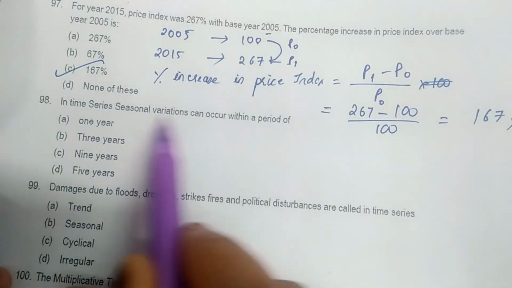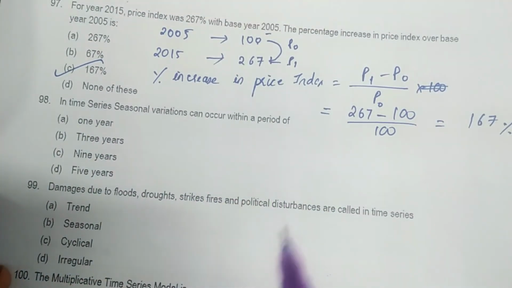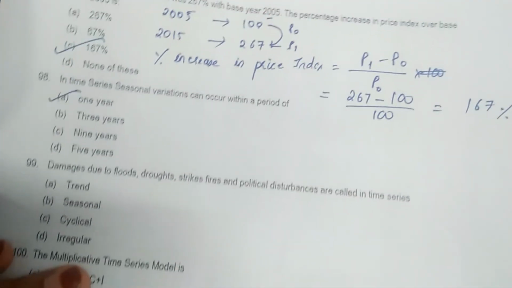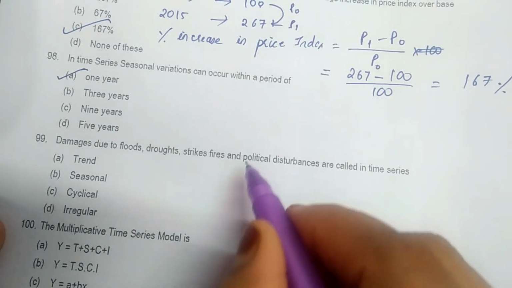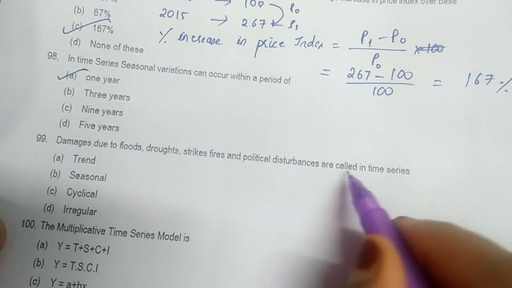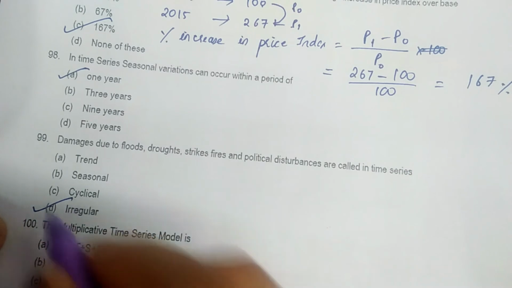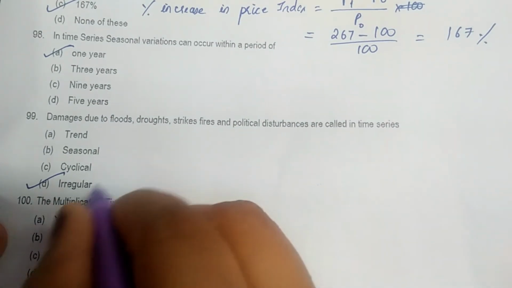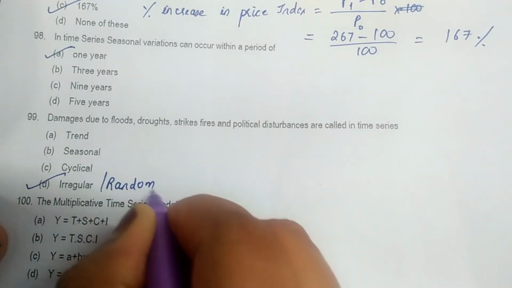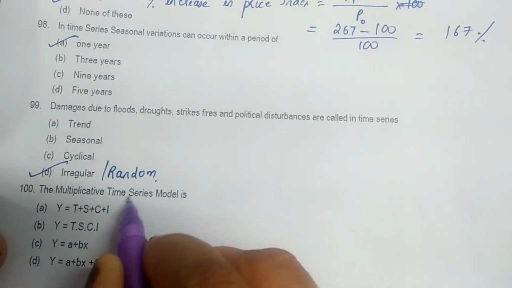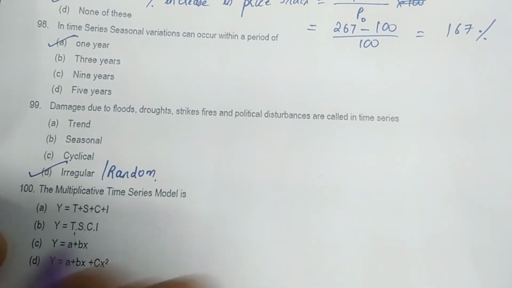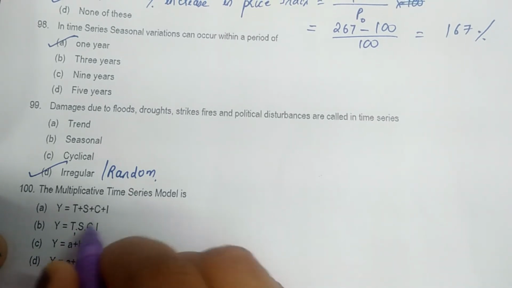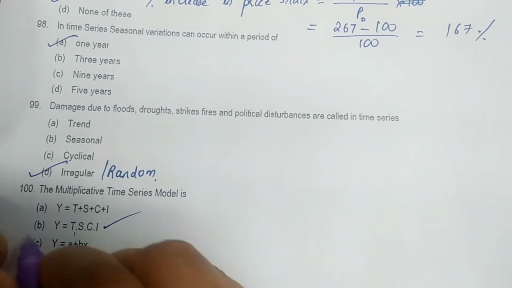Next, in time series, seasonal variation can occur within a period of 1 year. It's very simple. Next, damages due to flood, droughts, strikes, fires, and political disturbances are called in time series the irregular component, because they don't happen regularly, irregular or random. Next is the multiplicative model. The time series model is multiplicative, meaning it is the multiplication of the trend, the season, and the cycle. So B is the answer.